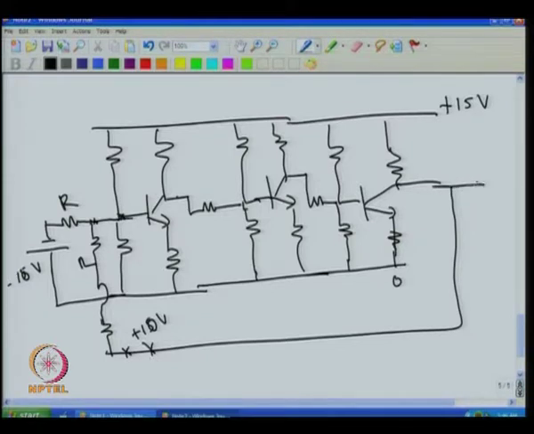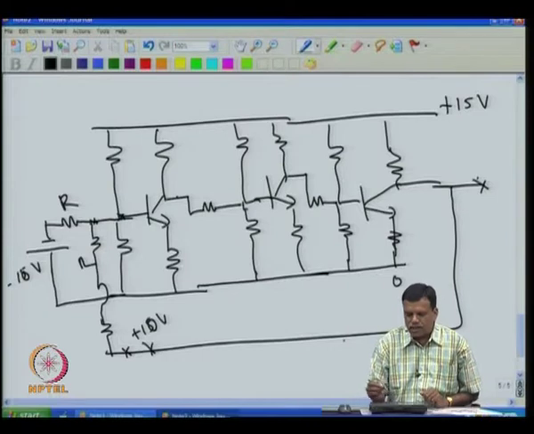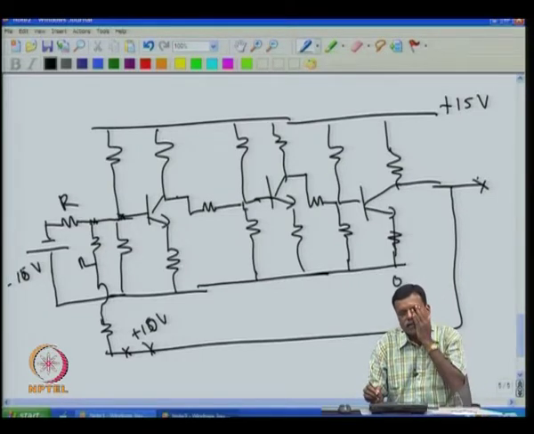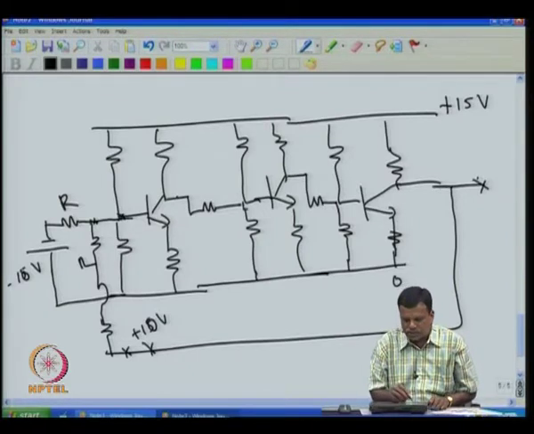So, he was using this as output. If he gives minus 10, he will get plus 10 here. If he gives at this point minus 5, he will get plus 5. If he gives minus 1, he will get plus 1. That was his amplifier, and he called it a summing amplifier, and he had patented it, and then this circuit became very popular. Of course, at that time it was using vacuum tubes.